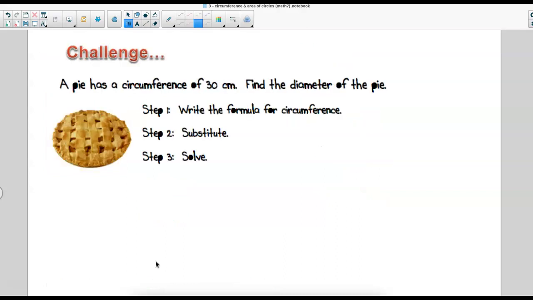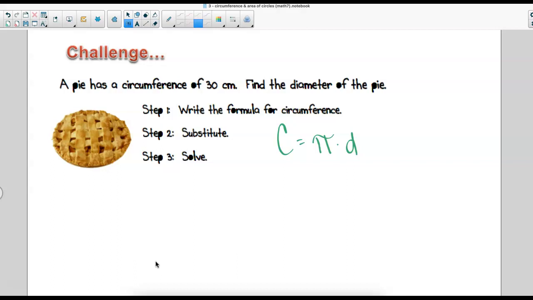A little bit of challenge on this one. A pie has a circumference of 30 centimeters. Find the diameter of the pie. What formula am I using? Ellie. So again, I'm going to start by writing that formula. If I start with the formula, it's really hard to mess up. When you guys make mistakes, it's typically because you start with the wrong formula.